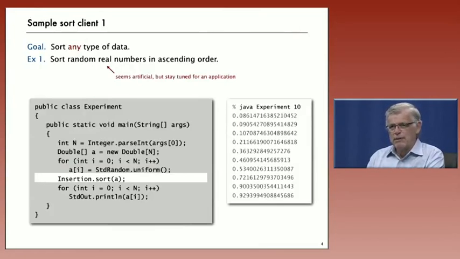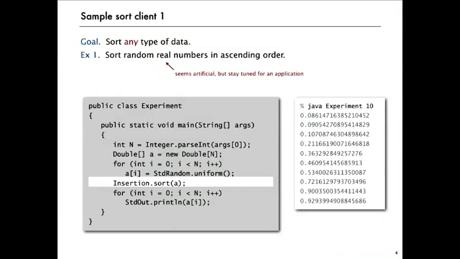Now, our goal is to be able to sort any type of data. So let's look at a couple of client programs. First example is to just sort some random real numbers into ascending order. So here's a client that calls our insertion sort method, and all it does is read numbers from standard input into an array A, then calls insertion sort, and then prints them out. And you can see on the right that the numbers are printed out in sorted order.